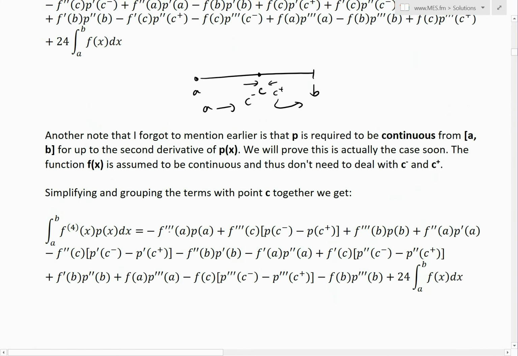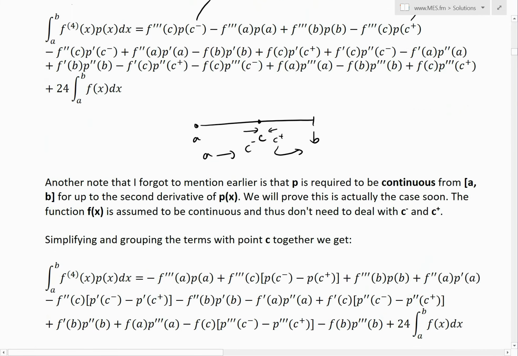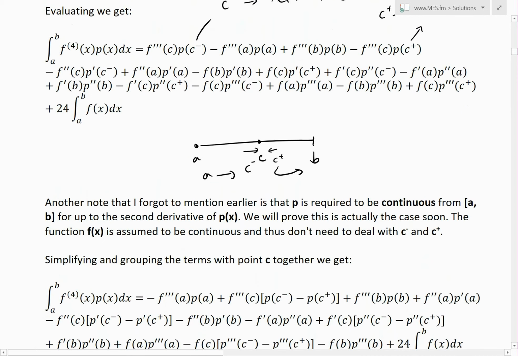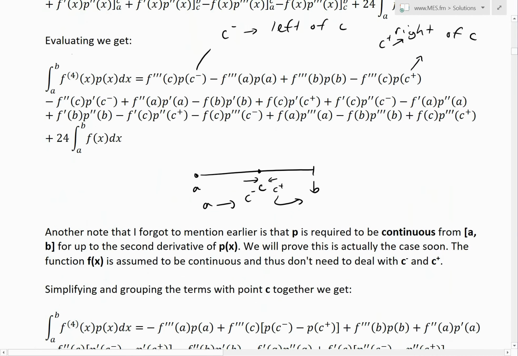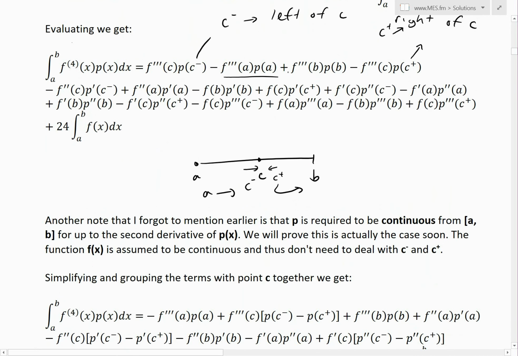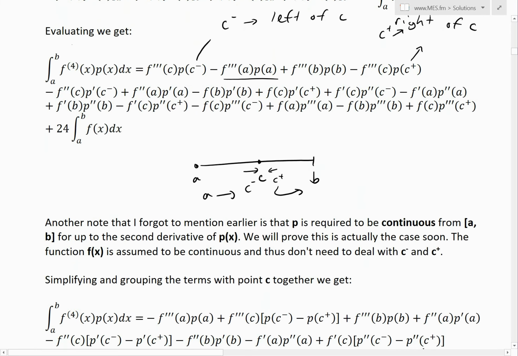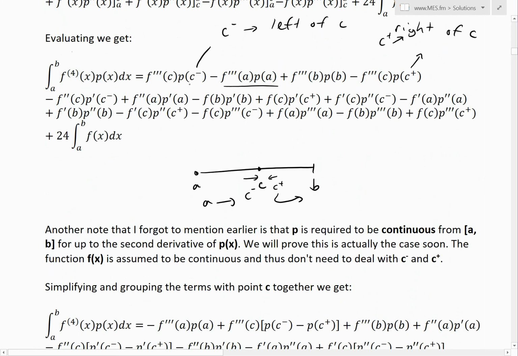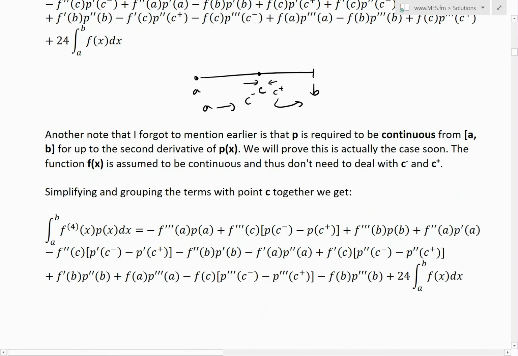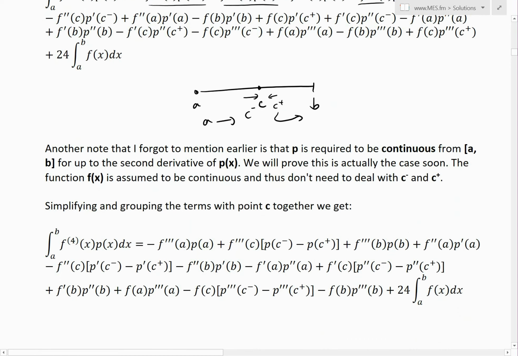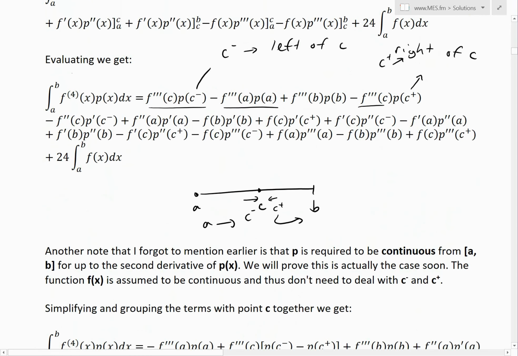So we put this negative f triple prime, the third derivative of f of a, times p of a. That is this part right here. So we move it to the left, group all of the terms, and take this f triple prime of c out of the ones with the c. So we're left with something like this, p of c minus c to the left side minus c to the right side. So that's this first part.